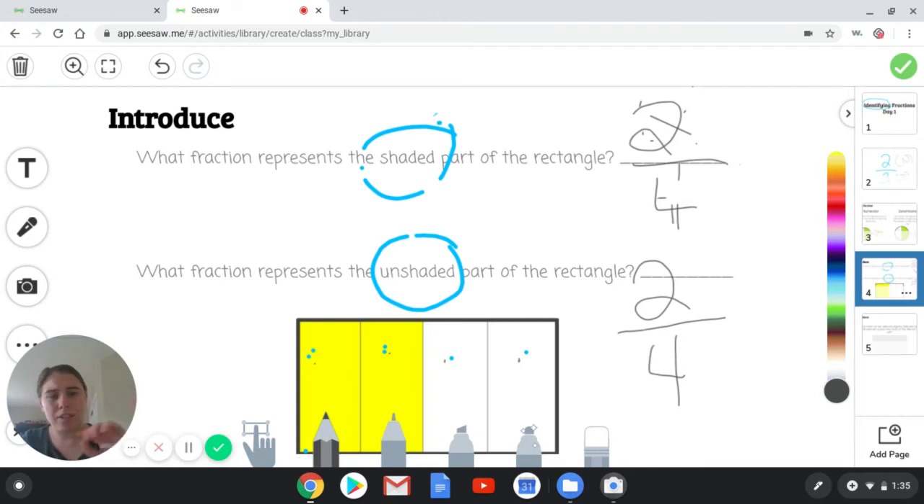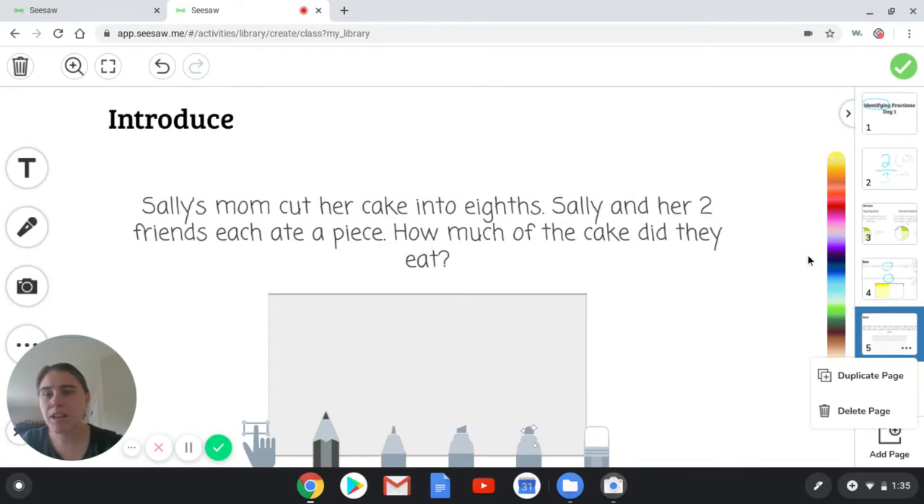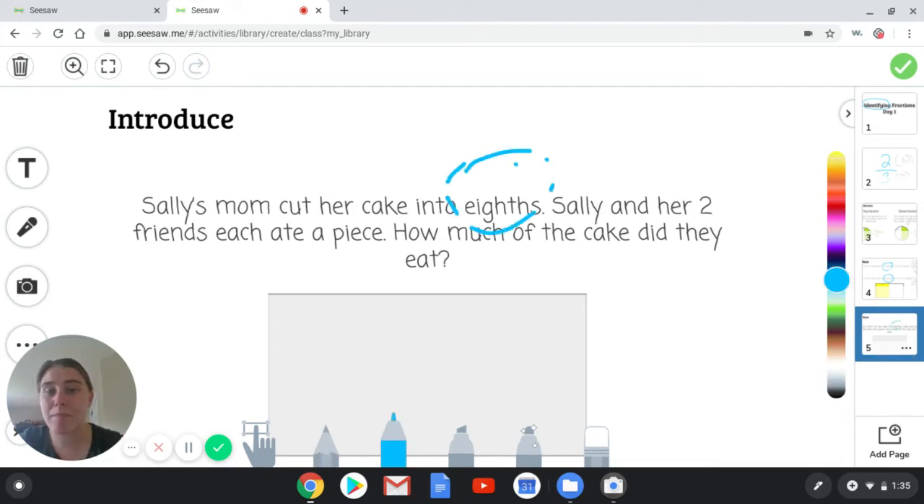Now, let's do one more example. Sally's mom cut her cake into 8ths. Sally and her 2 friends each ate a piece. How much of the cake did they eat? Well, in this case, I've actually got to make my fraction model before I can begin. I notice that Sally's mom cut it into eighths. That means there should be 8 equal size pieces inside my shape.